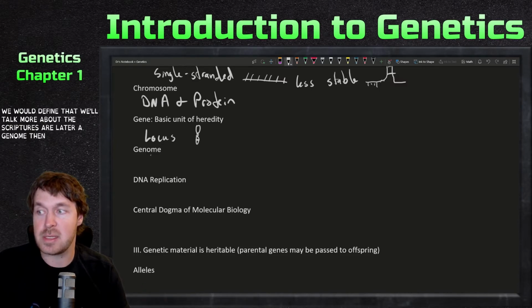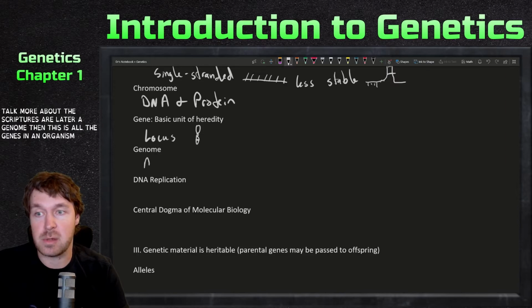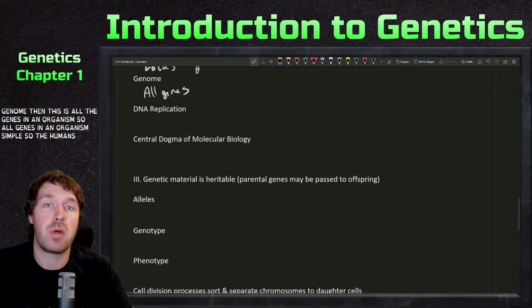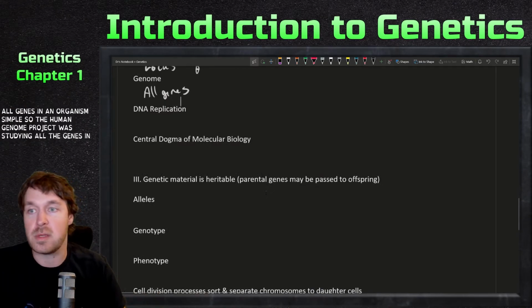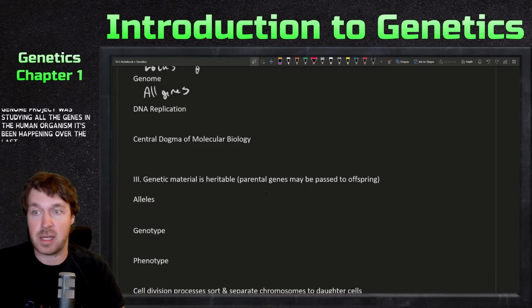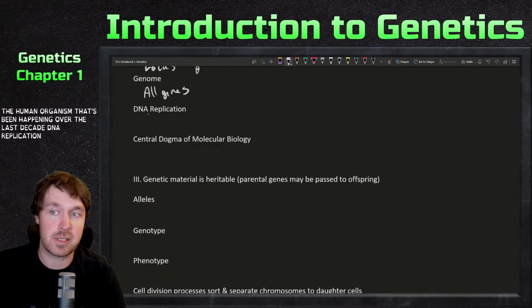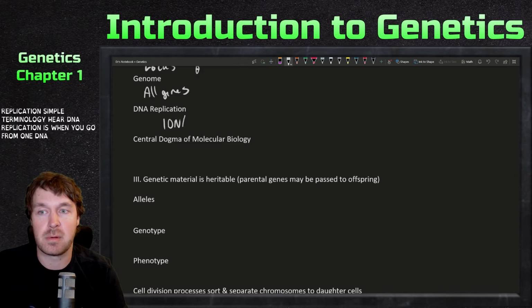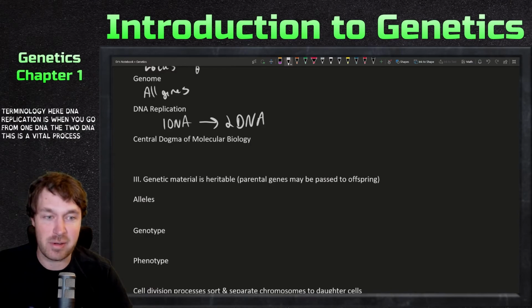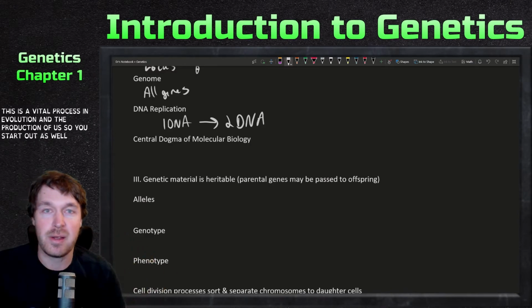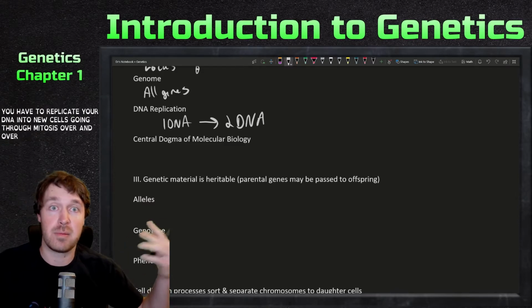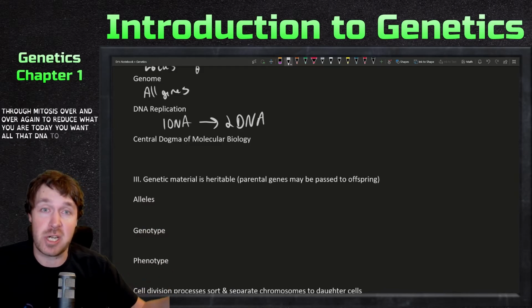A genome then, this is all the genes in an organism. I'll just write all genes here to keep it simple. So the Human Genome Project was studying all the genes in the human organism that's been happening over the last decade. DNA replication is just simple terminology here. DNA replication is when you go from one DNA to two DNA. This is a vital process in evolution and the production of us. So you start out as one fertilized cell, and then you have to replicate your DNA into new cells going through mitosis over and over again to produce what you are today. You want all that DNA to be genetically identical.